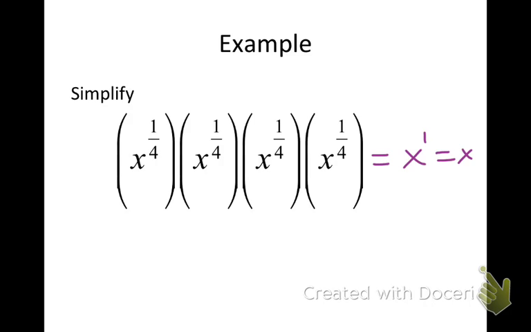Wouldn't it be 1/16? No, you don't. You're adding. 1/4 plus 1/4 plus 1/4 plus 1/4 would be 4/4, which is 1. So it's just x. Would it be 4x to the first? No, because remember you just add. If this was x to the 4th times x to the 4th times x to the 4th times x to the 4th, you would do 4 plus 4 is 8, plus 4 is 12, plus 4 is 16, so it'd be x to the 16th. But now it's just fractions instead.